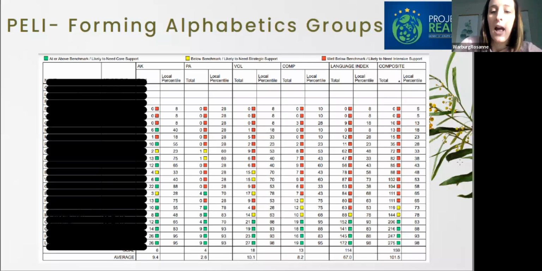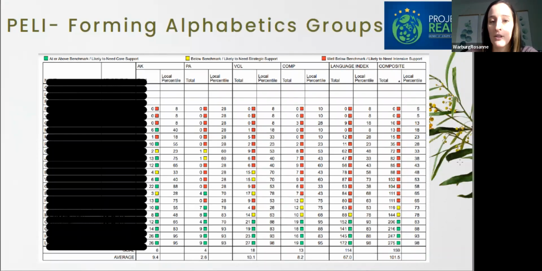So this is an example of what a data chart from PELI looks like. You can see we have information about our students listed down the left side. They're all blacked out so you can't see names, but each of those lines represents an individual student. And you can see their alphabet knowledge. That's what AK stands for. PA is phonological awareness. VOL is vocabulary, oral language, COMP is comprehension, and then we see a language index score and a composite score.